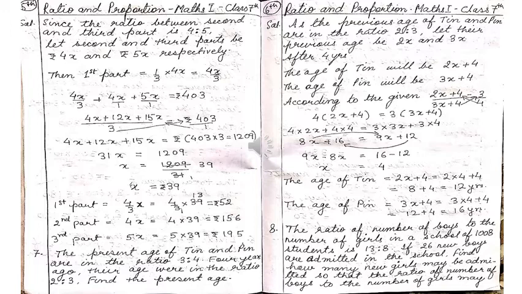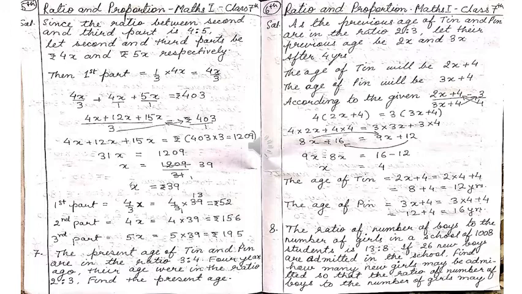To check your answer. Now, the present ages of Tin and Pin are in the ratio 3:4. 4 years ago, their ages were in the ratio 2:3. Find the present ages. As the previous ages of Tin and Pin are in the ratio 2:3, let their previous ages be 2x and 3x. You have to make it into an x form.